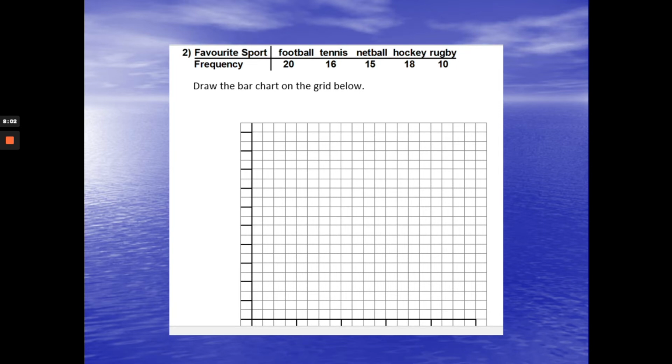There is one more if you'd like to try it. So this one is obviously getting harder and harder. This time I've given you nothing. You need to work out the scale that goes up the side, and you need to work out the gap along the bottom. So if you want to pause the screen and give that one a try for me.